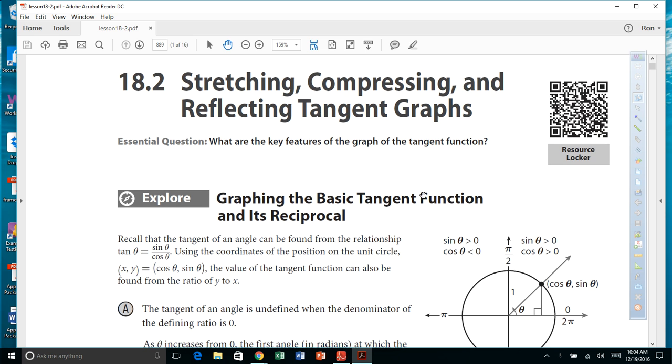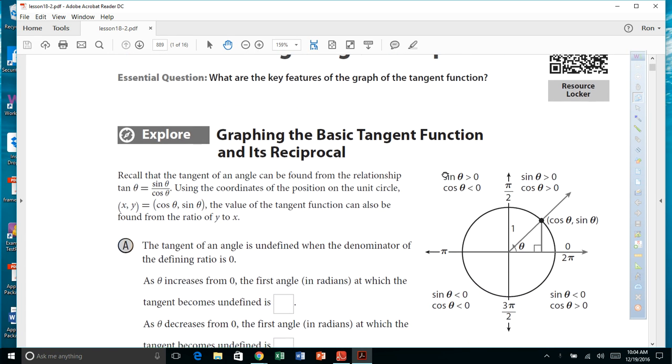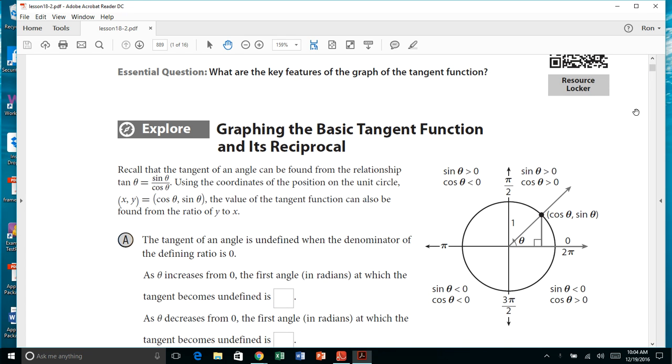Lesson 18.2, Stretching, Compressing, and Reflecting Tangent Graphs. What are the key features of the graph of the tangent function?